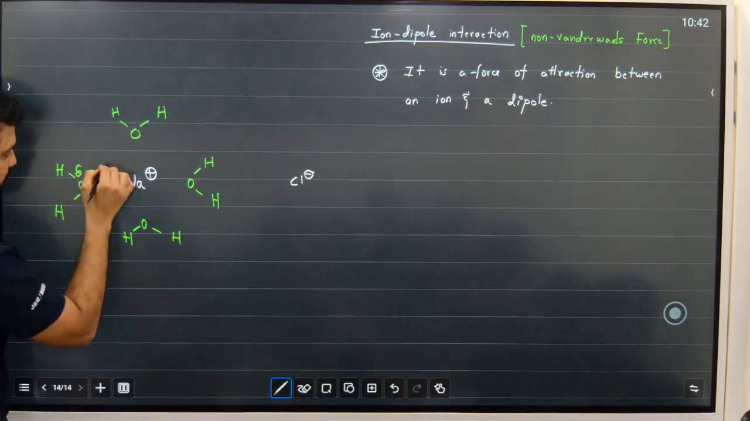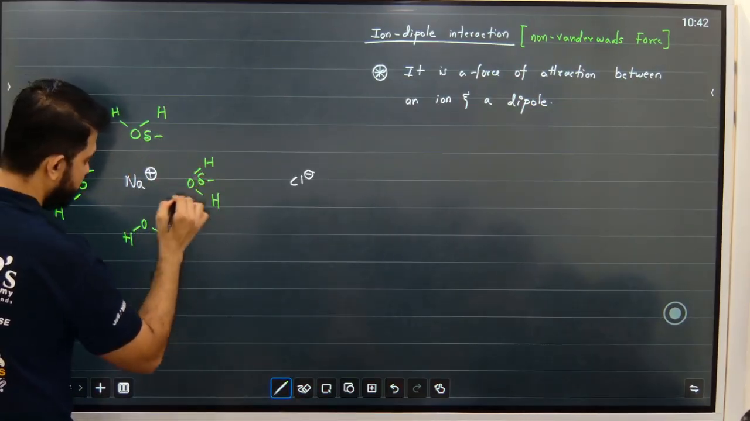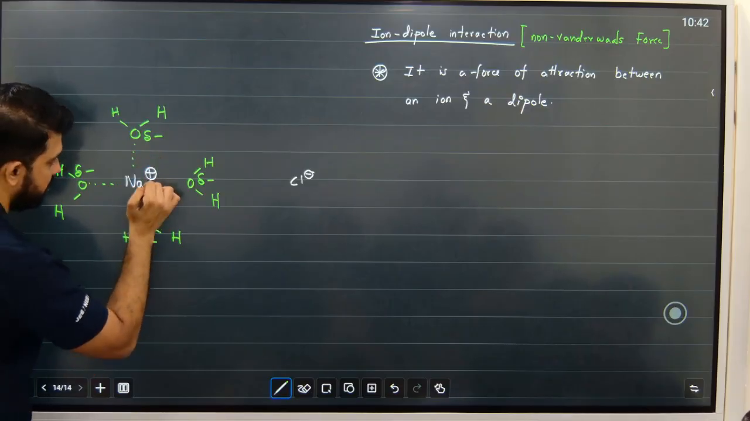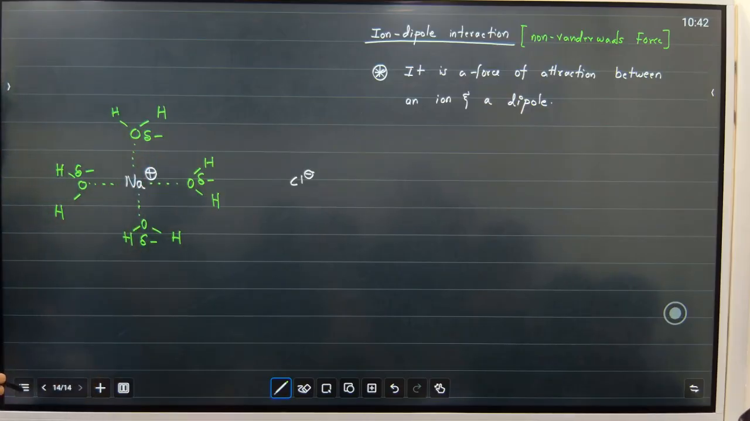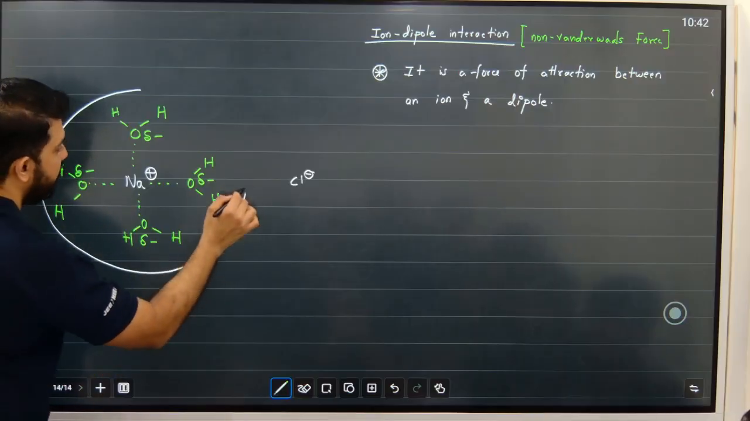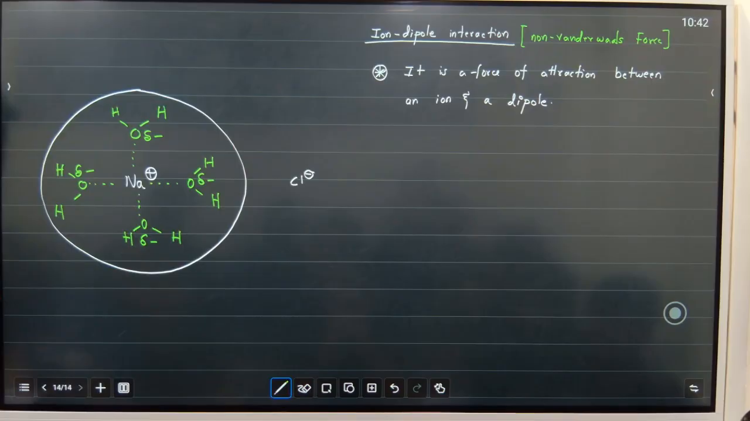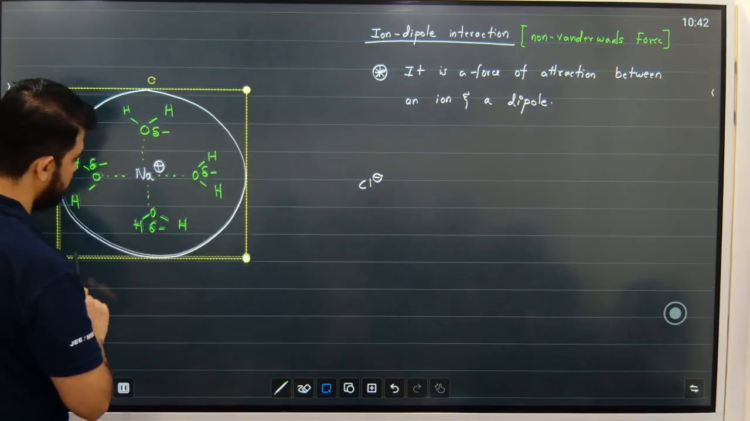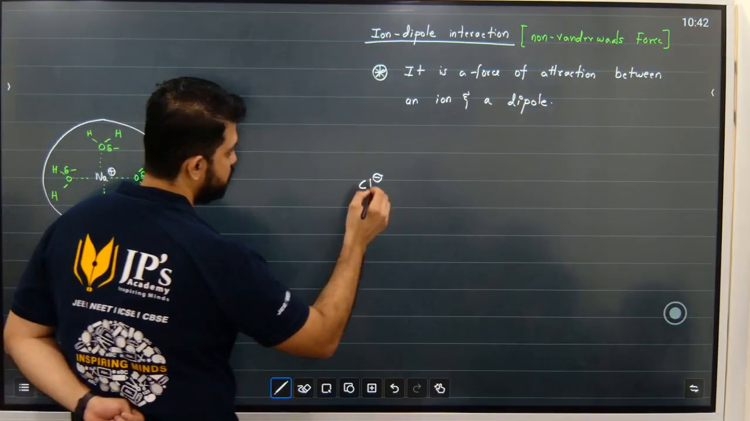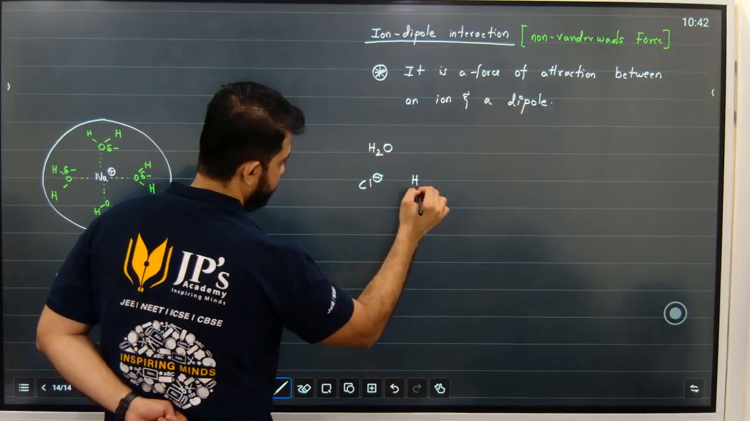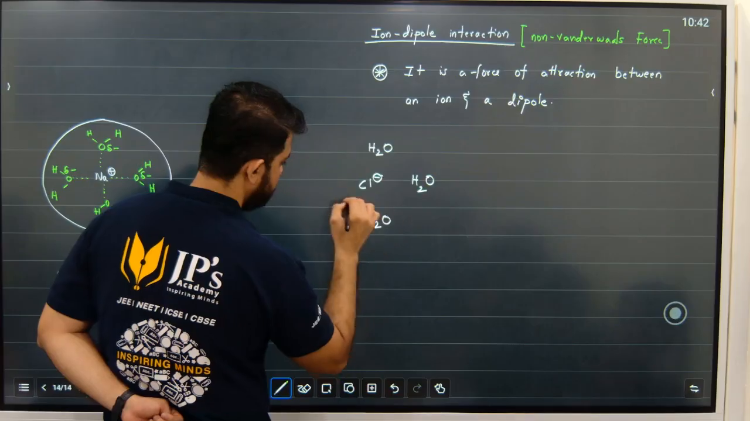Now the attraction between this ion and this dipole is called ion-dipole interaction. We've studied this in the form of hydrated radii. We have studied this in hydration energy and lattice energy. Similarly, what happens with Cl minus? Cl minus also gets surrounded by H2O. But it's surrounded by hydrogen.